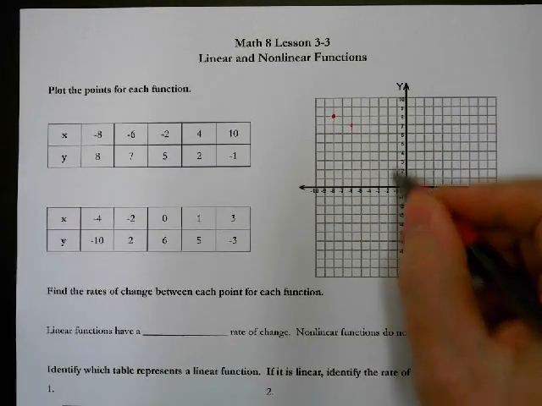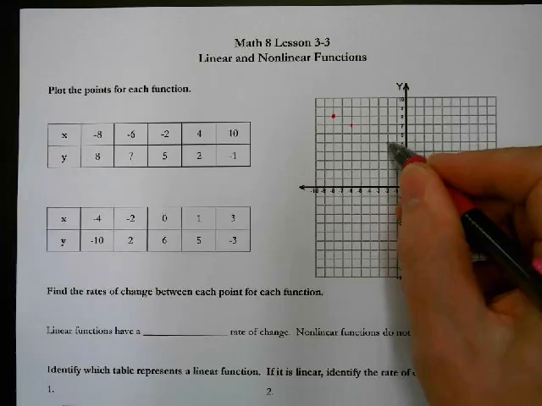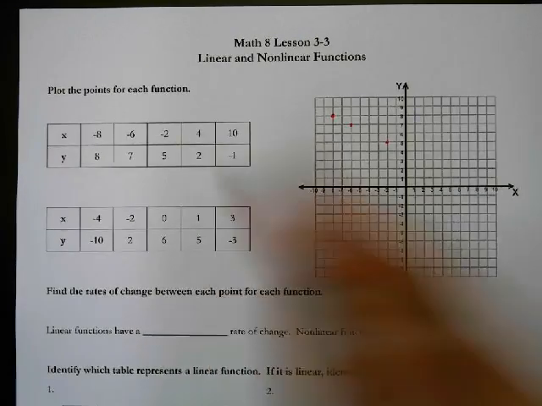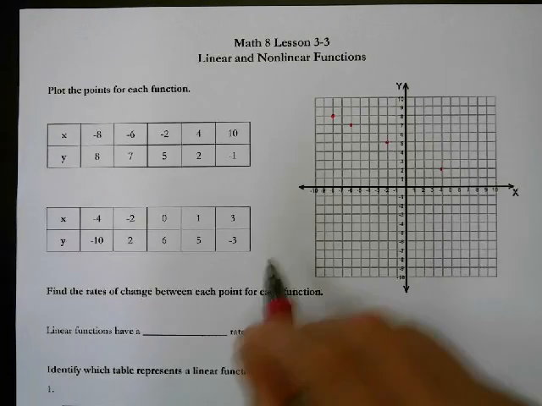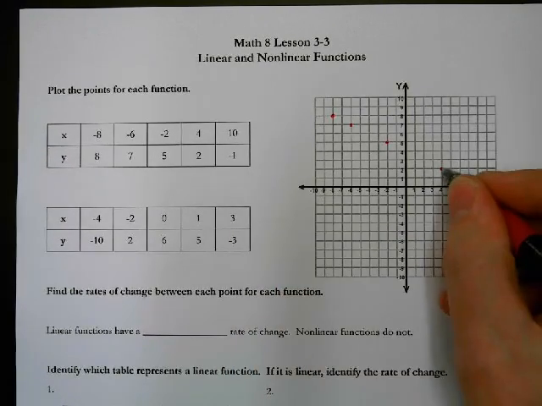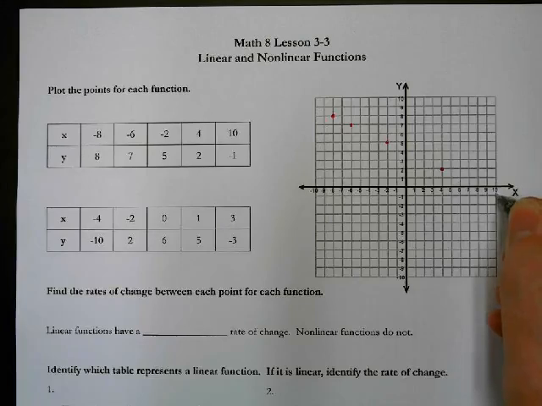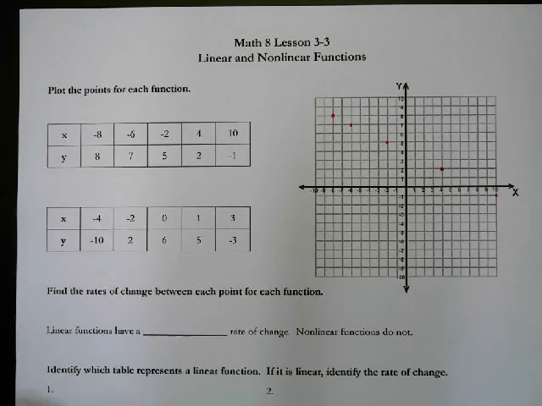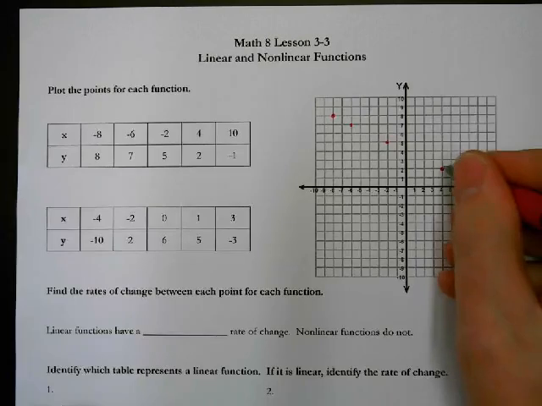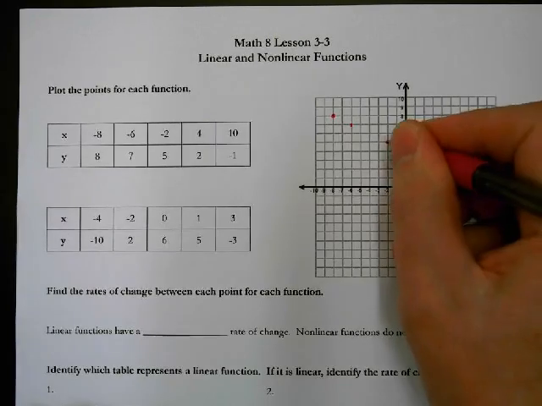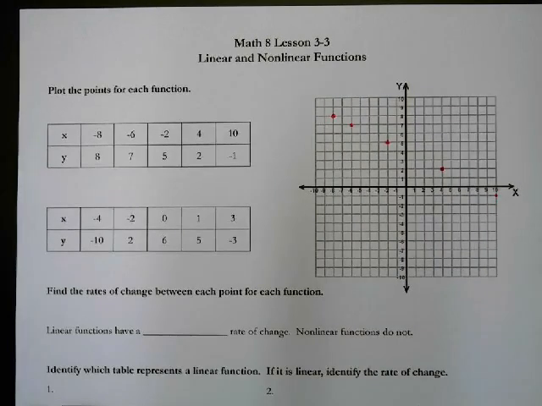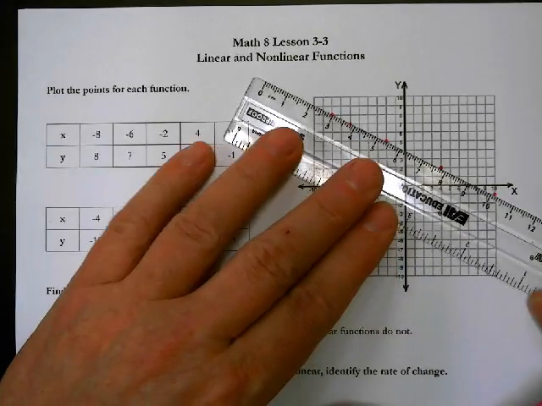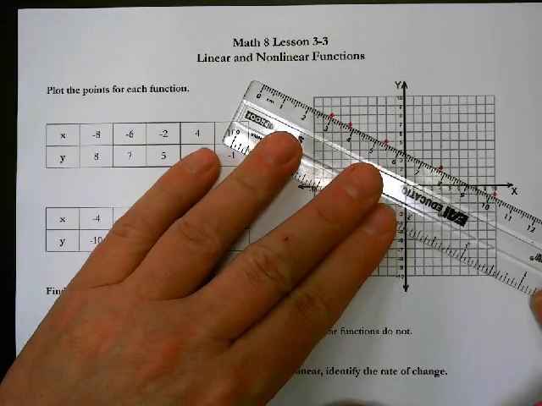Next one, -2, 5. Right here. 4, 2, right here. 10, -1. Right over here. All right, looking at those points, a linear function will make a straight line. Do those points look like they are in a straight line? Yeah, they look like they're in a straight line.